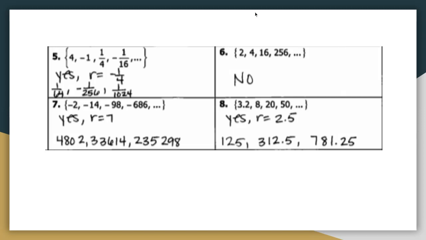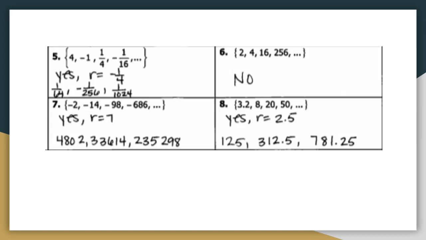So 2, 4, 16, 256. In this case, 2 times 2 gives 4, but 4 times 2 does not give us 16. So in this case, it would not work. Now, we would also normally check to see if it's arithmetic. 2 plus 2 is 4, but 4 plus 2 is 6, which is not 16.